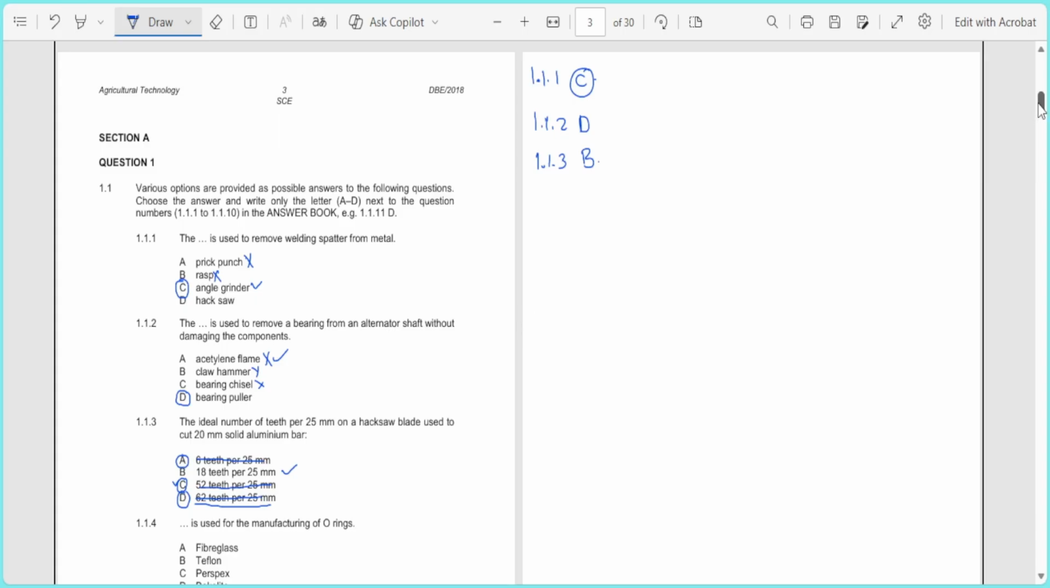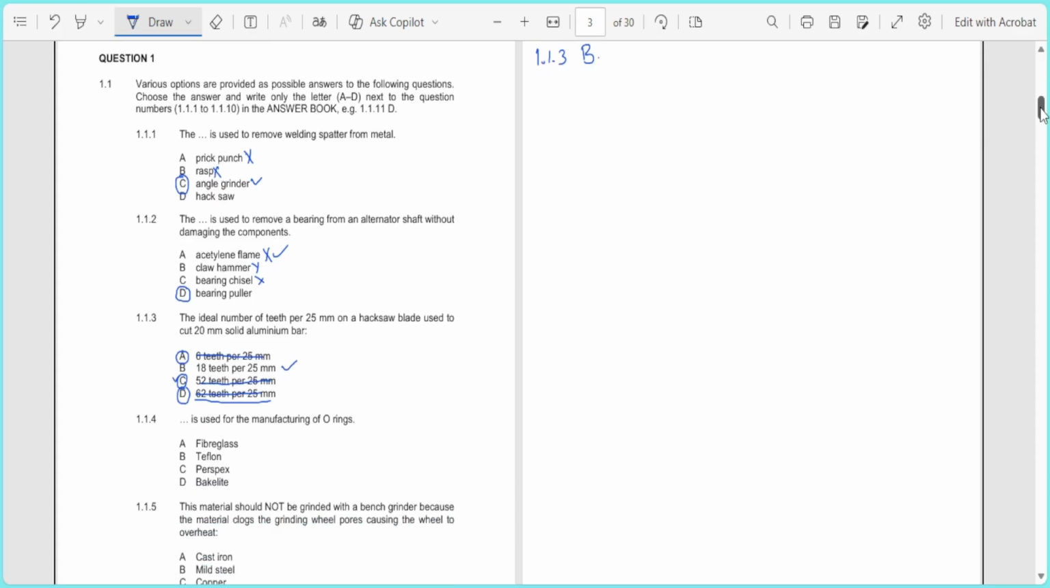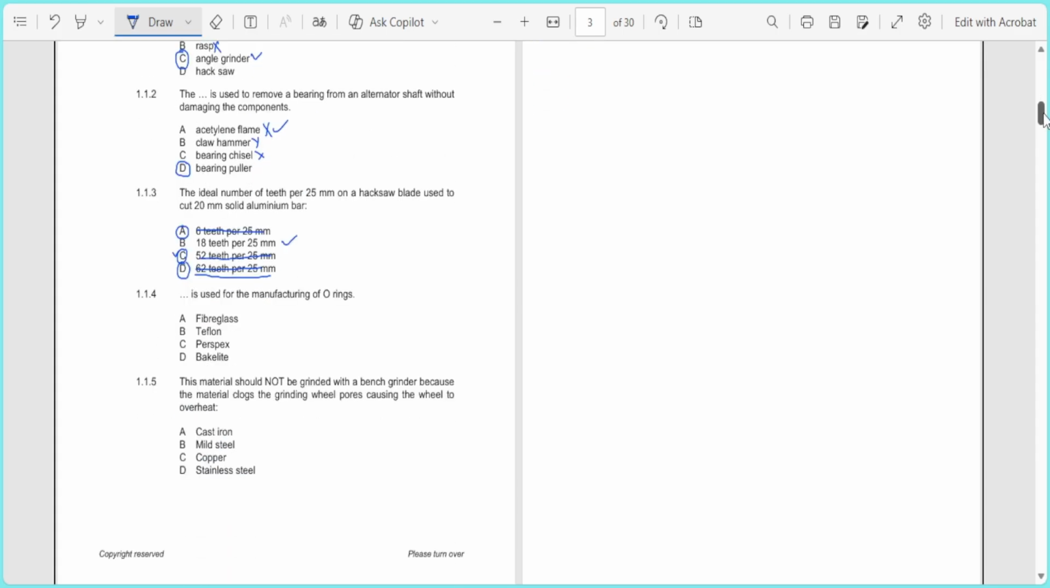1.1.4 is used for manufacturing of O-rings. What is the correct answer here? Another obvious one. It should be B. Teflon. It is used for manufacturing what? O-rings. Fiberglass is too rigid and lacks the flexibility needed for sealing.